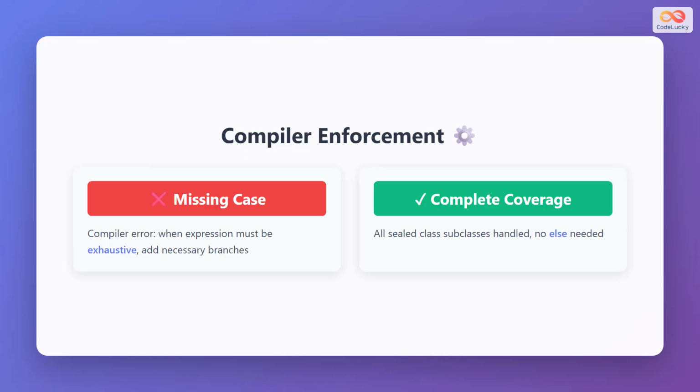The compiler actively enforces exhaustiveness. If you miss a case, you'll get a compile time error stating that the when expression must be exhaustive and you need to add the necessary branches. However, when all sealed class subclasses are handled, the code compiles successfully and no else branch is required. This compile time safety prevents bugs from reaching production.